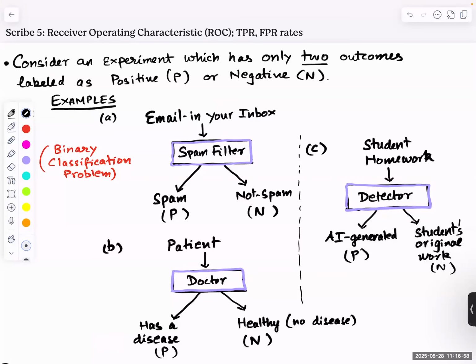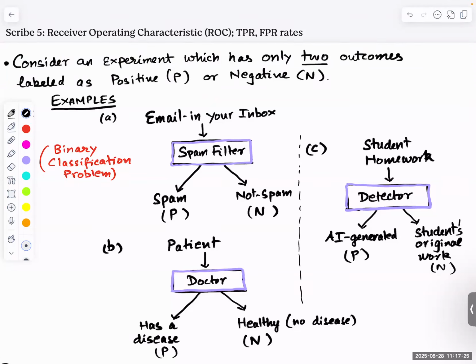In this module, we will talk about the receiver operating characteristic, true positive rates, false positive rates, and these three concepts. So to start with, let's consider an experiment where we have two types of outcomes. For instance, you can label the two outcomes as a positive outcome or a negative outcome.